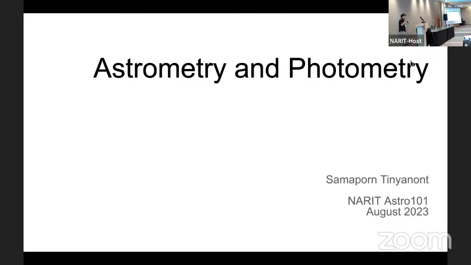Let's make the best of the mistake that we have. So again, welcome everyone to the second day of the workshop. Today we have Dr. Samaphon Tinyanon, who will be telling us about astrometry and photometry in this first session. Okay, so Dr. Samaphon, please take it away.